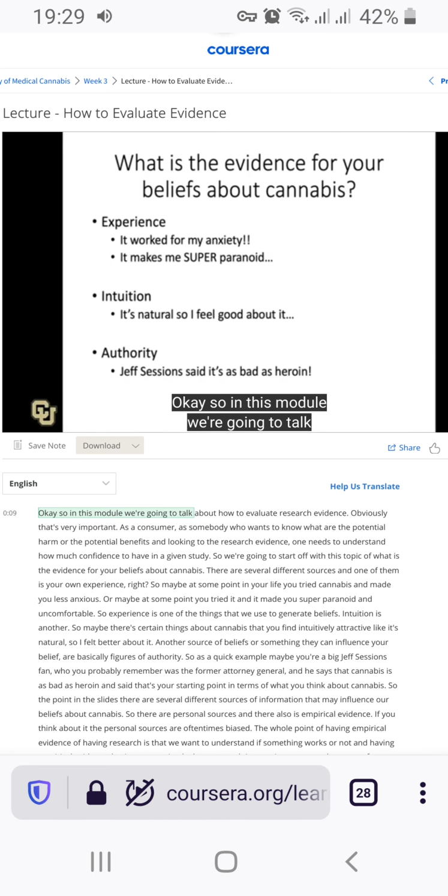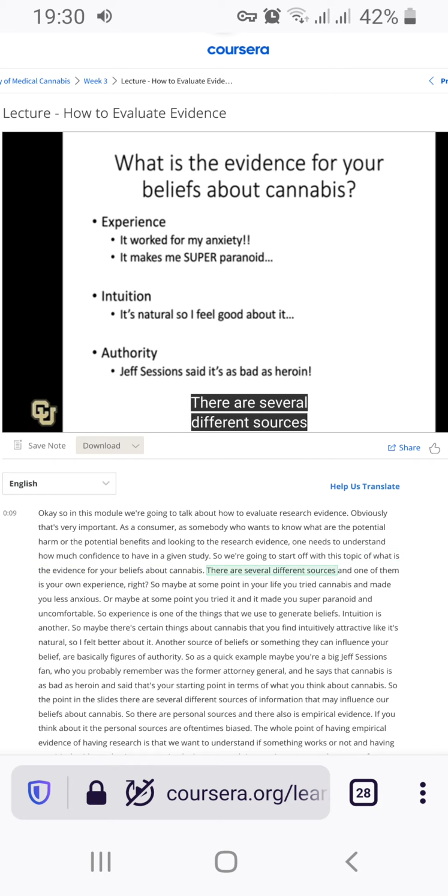Okay, so in this module, we're going to talk about how to evaluate research evidence. Obviously, that's very important. As a consumer, as somebody who wants to know what are the potential harms or the potential benefits, and looking to the research evidence, one needs to understand how much confidence to have in a given study. So we're going to start off with this topic of what is the evidence for your beliefs about cannabis.